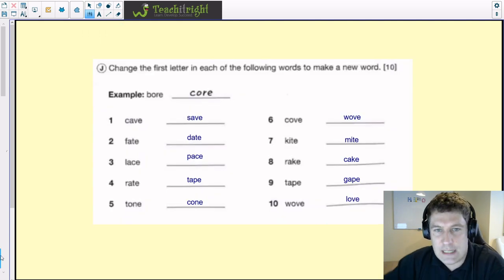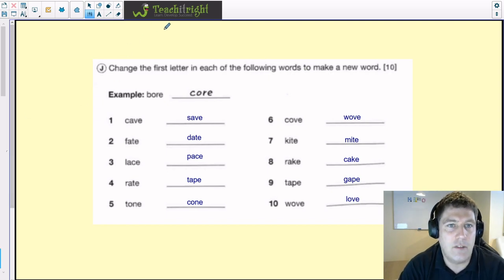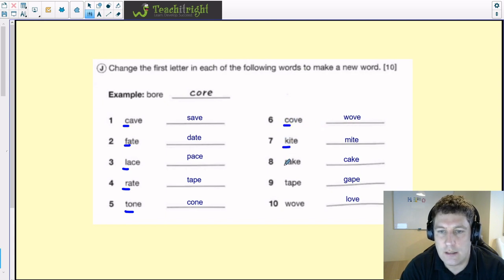Right, change the first letter in each of the following words to make a new word. So again, we're looking at the first letter on here. Just going to underline those first letters for you. So it's the first letter, and then it will change it into a new word. So just make sure we underline the first letter so we know what we're looking at. I think you'll know all of these. Anyone you may not have heard of is gape.